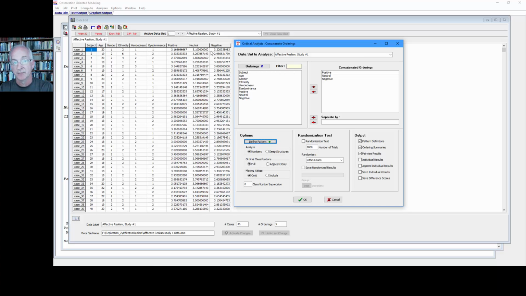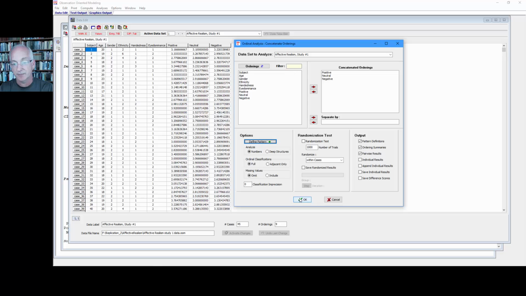within that pattern. So for case number 1, for example, we'll compare the positive to the neutral, and then the positive to the negative, and then the neutral to the negative. So we have 3 possible combinations there of the 3 orderings. Since we have 45 individuals then, we're going to have 3 times 45 possible pairwise comparisons that can go into our PCC index, looking at the data in that way.